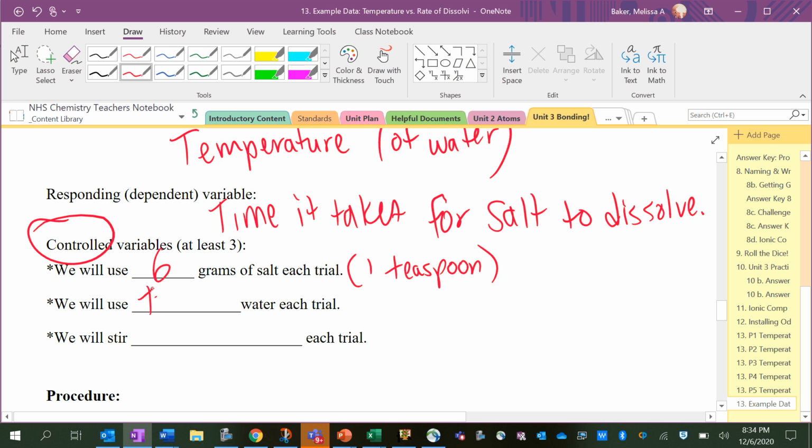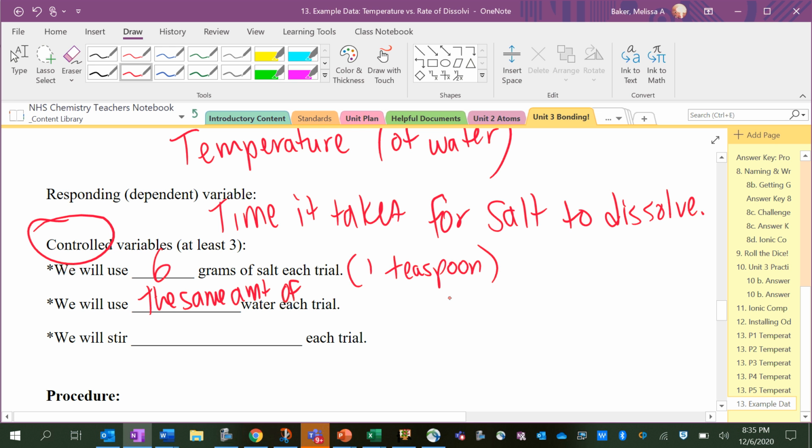We'll use the same amount of water each trial. Notice I'm not being specific because if somebody doesn't have a measuring cup, I don't want that to be limiting. So if you really want to be exact, then you can get out a measuring cup and that's awesome.